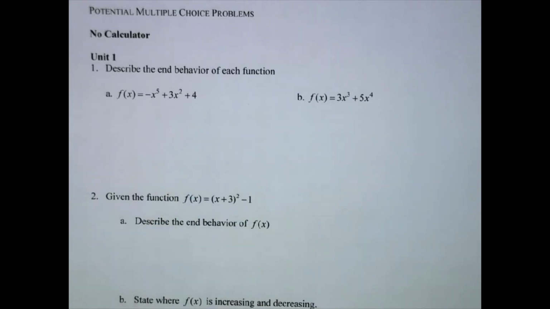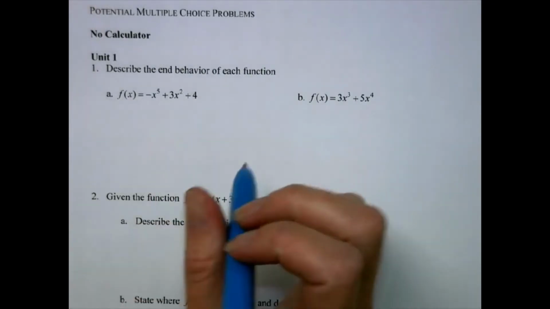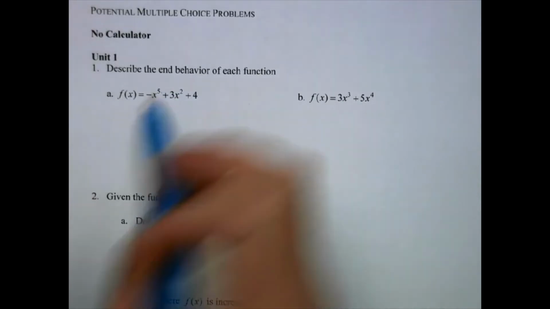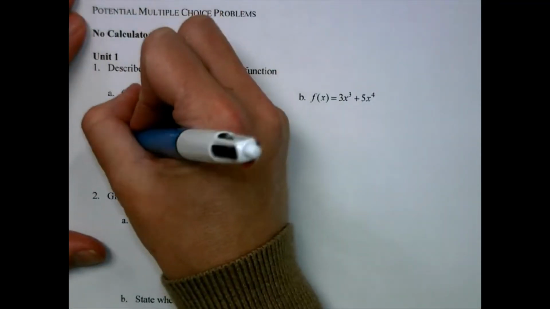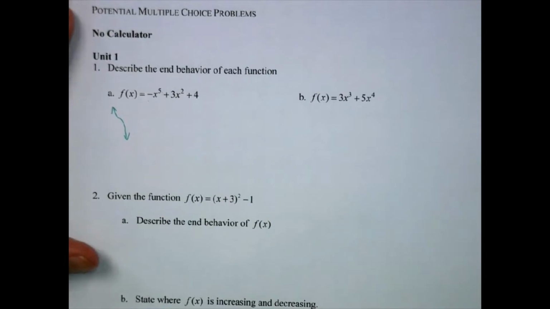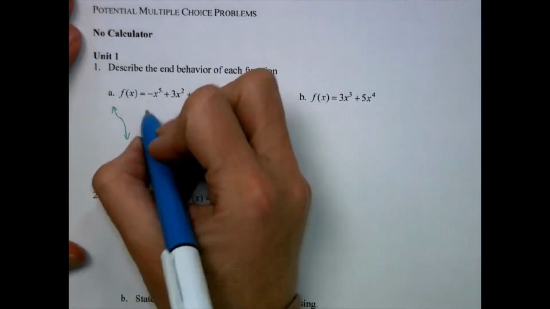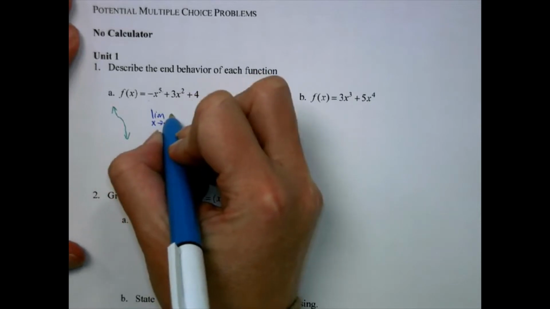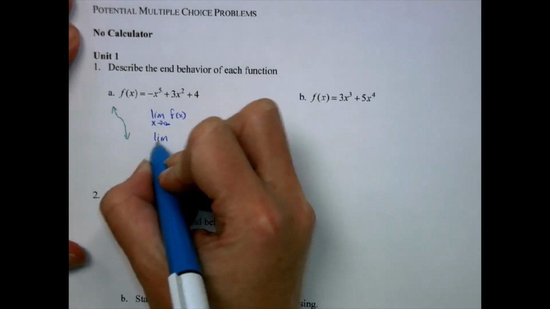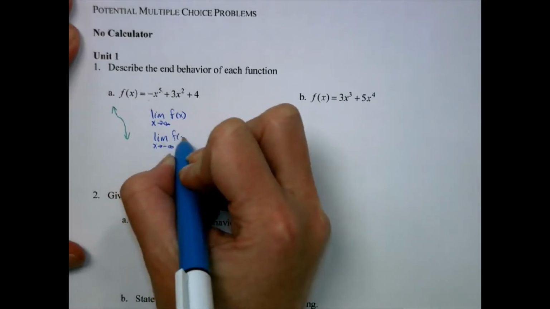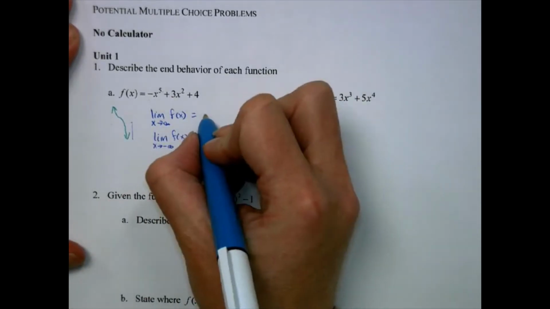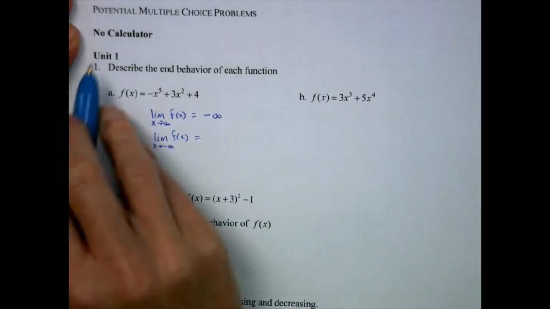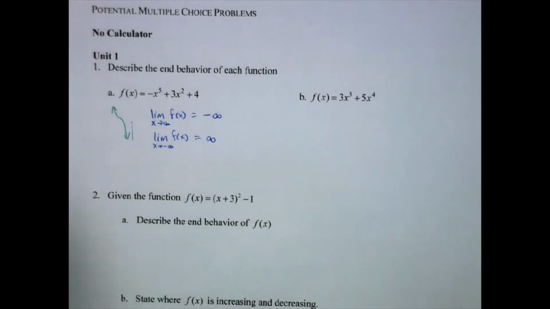Okay, so end behavior we looked at in the free response video. Here we're going to look at the degree and the leading coefficient. So if we have an odd degree with a negative, the graph is going to look something like this. For end behavior, it's always the limit as x goes to infinity and the limit as x goes to negative infinity. So for this one, as we go to infinity, our graph is decreasing, so it's going to negative infinity. As we go to negative infinity, it is going to infinity.